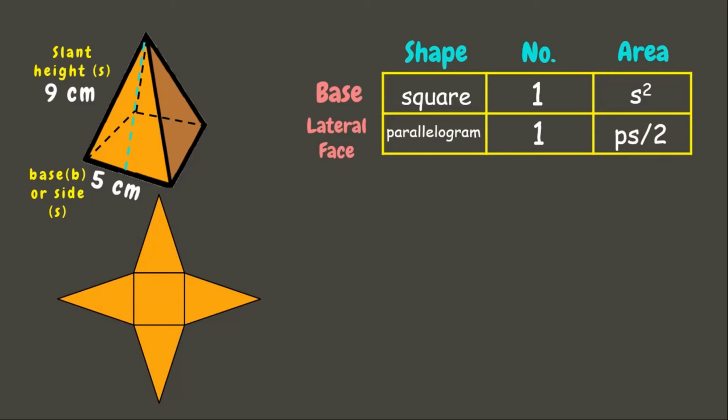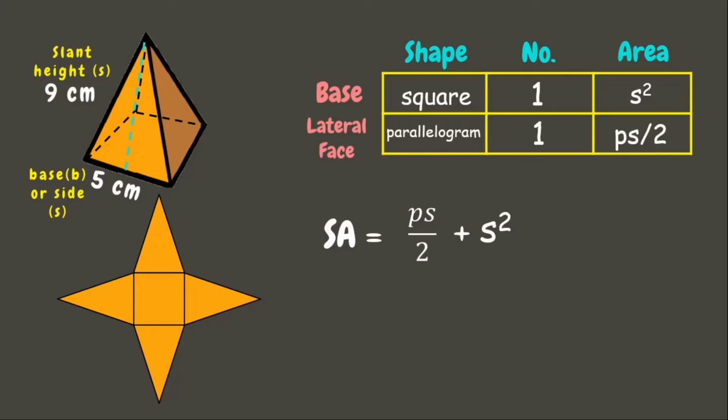Now let us try and solve for our surface area. Let us add the lateral areas plus the base areas. Here, the lateral areas would be the perimeter of our base times the slant height of the figure divided by 2. And for the area of its base, that will be s squared.